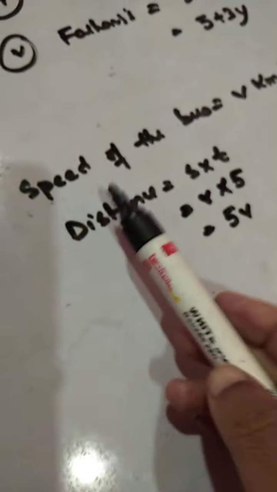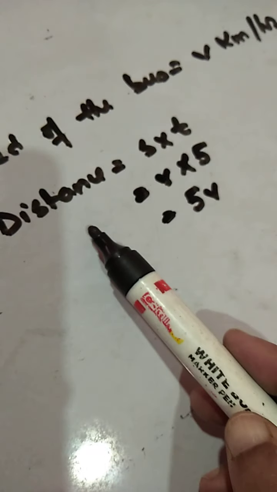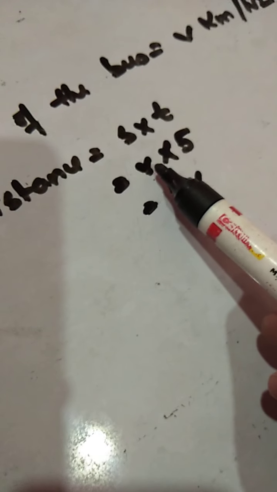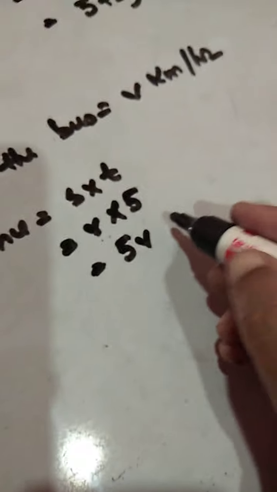So the speed of the bus is V km/h. For the distance traveled in 5 hours, the formula is speed into time. The speed given is V, and the time it has traveled is 5. So we multiply V into 5, so it is 5V kilometer. This is the distance he has traveled in 5 hours.